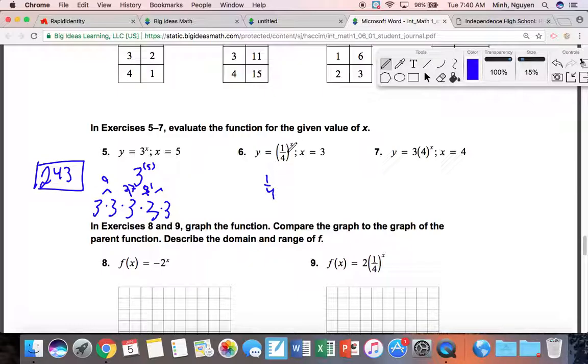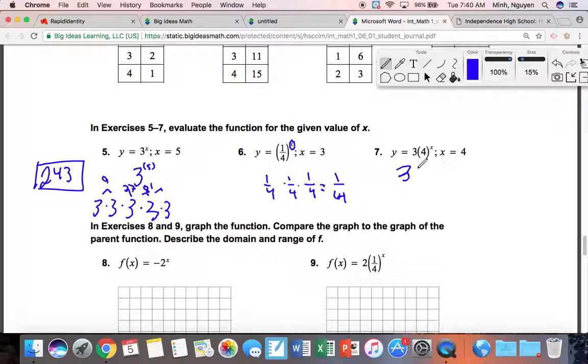Okay, this is the same. 1/4 to the third is 1 times 1 times 1, 4 times 4 times 4, that's it. 4 times 4 is 16, 16 times 4 is 64.